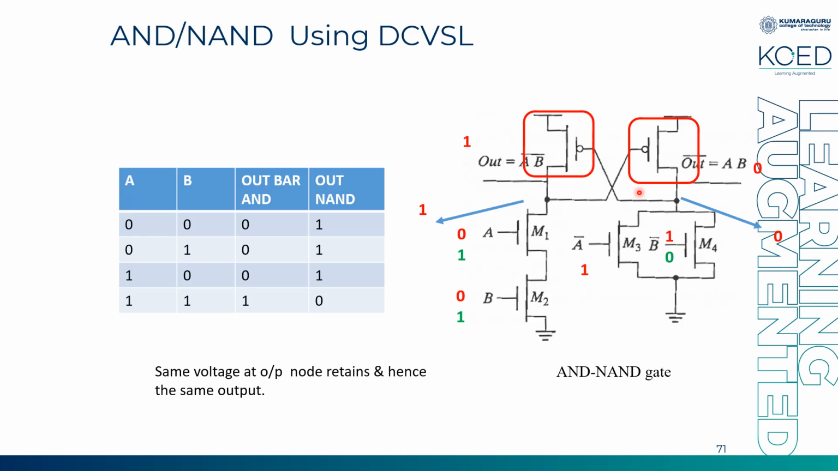Next, you have A1 B0. Now A1 means A bar will be 0. You can see here A is equal to 1, B is equal to 0, this will be off condition, and A bar is equal to 0, again off condition. B is equal to 0, B bar is equal to 1, so this M4 will be in on condition. So you have M1 and M4 off and M2 and M3 on.